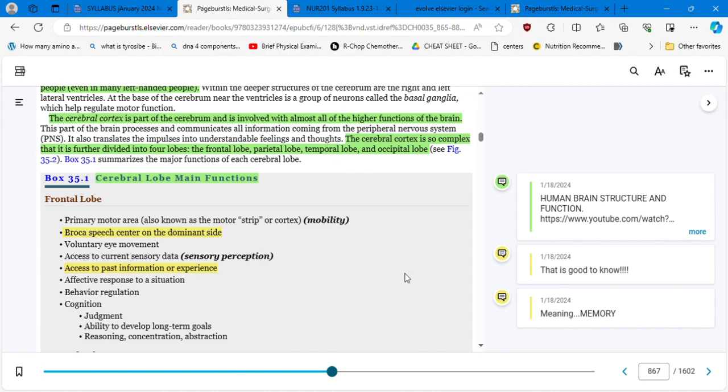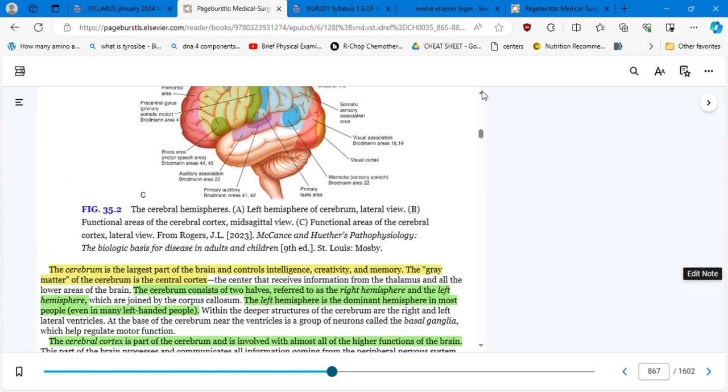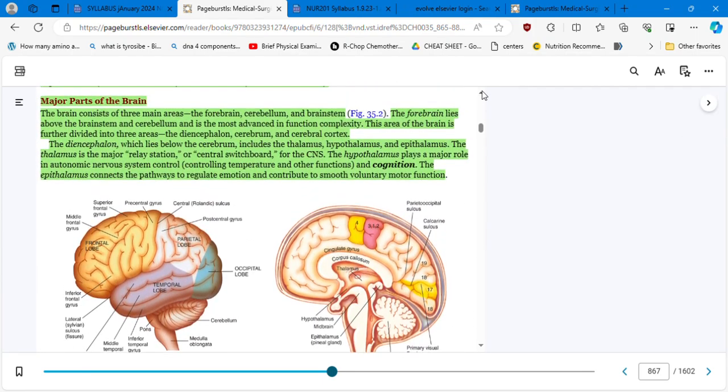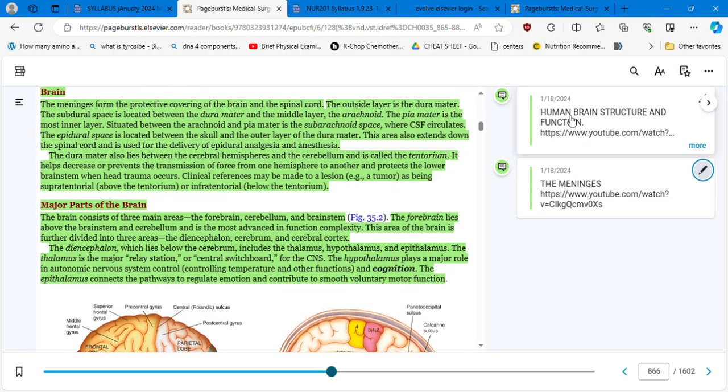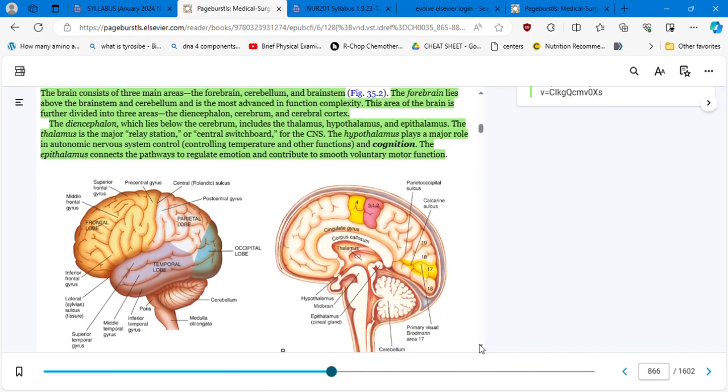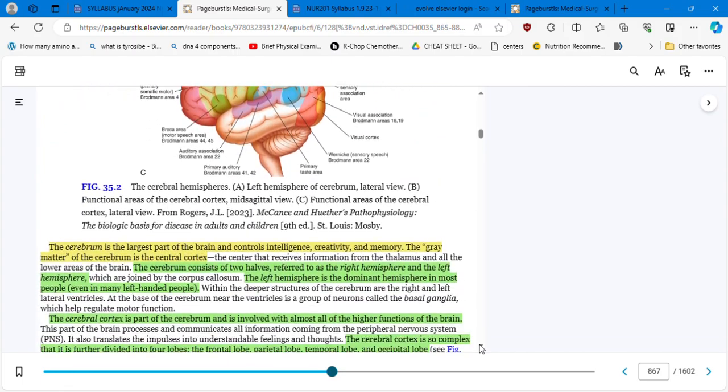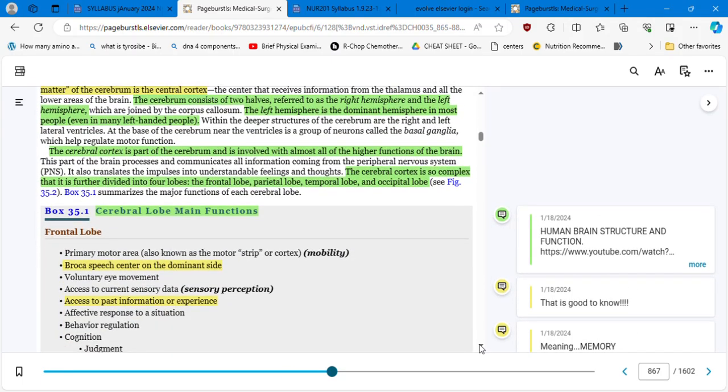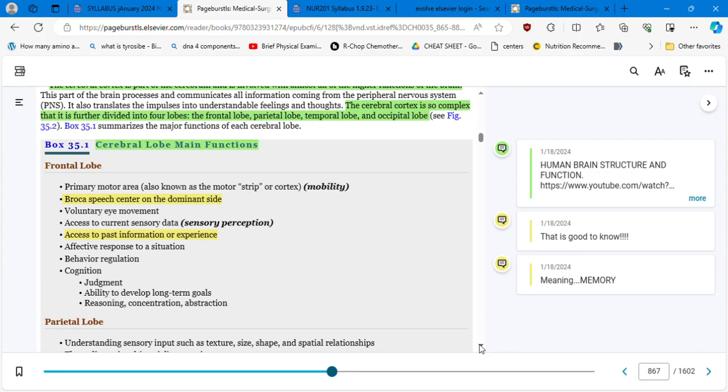Now, the human brain structure and function video, I put it here in this area, but also it's a great video and you can play it in this area when you are studying. I'm going to submit all these videos as usual in the supplemental file.